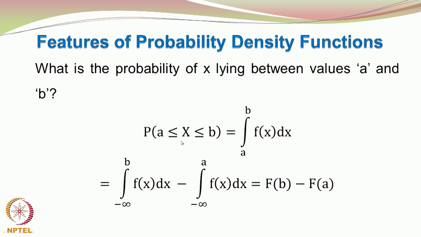Probability of a less than or equal to x less than or equal to b. That means the probability that the random variable is lying between a and b, and that is given by integral of a to b f of x dx, which may be shown to be the cumulative distribution function at b minus cumulative distribution function at a.